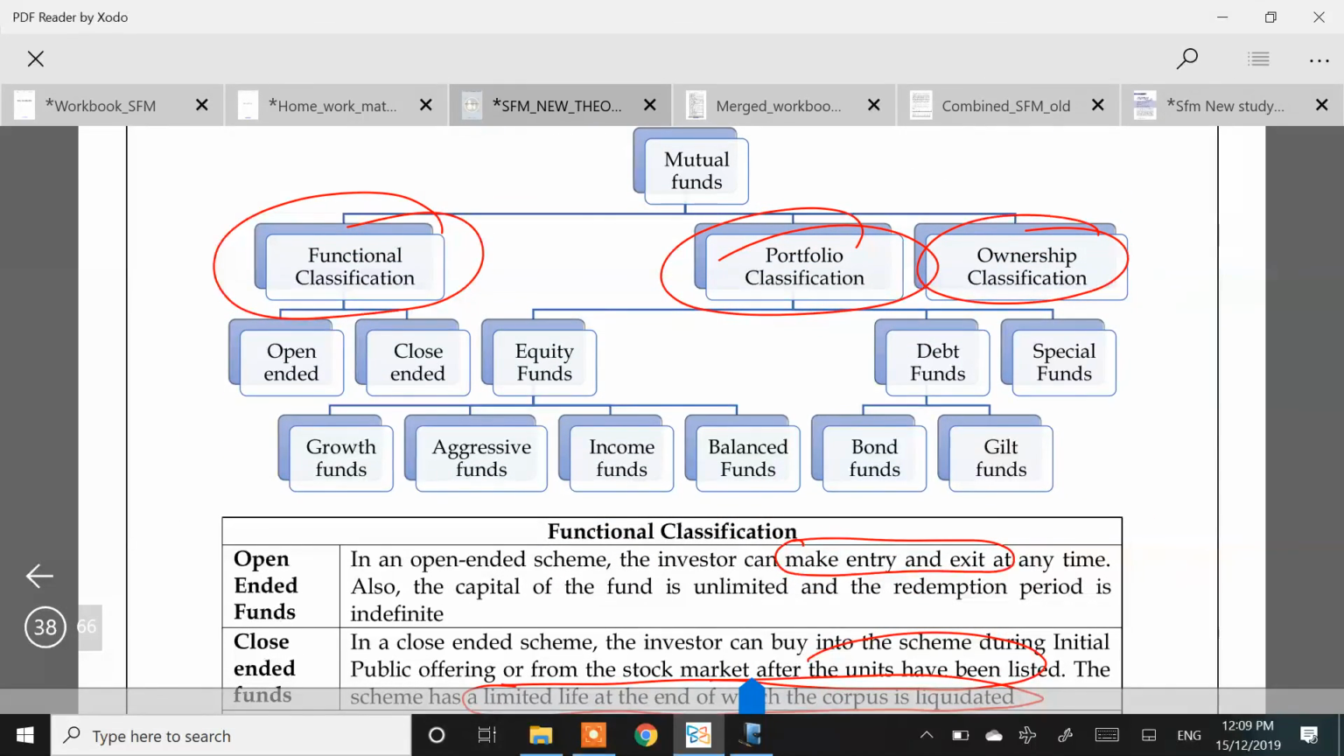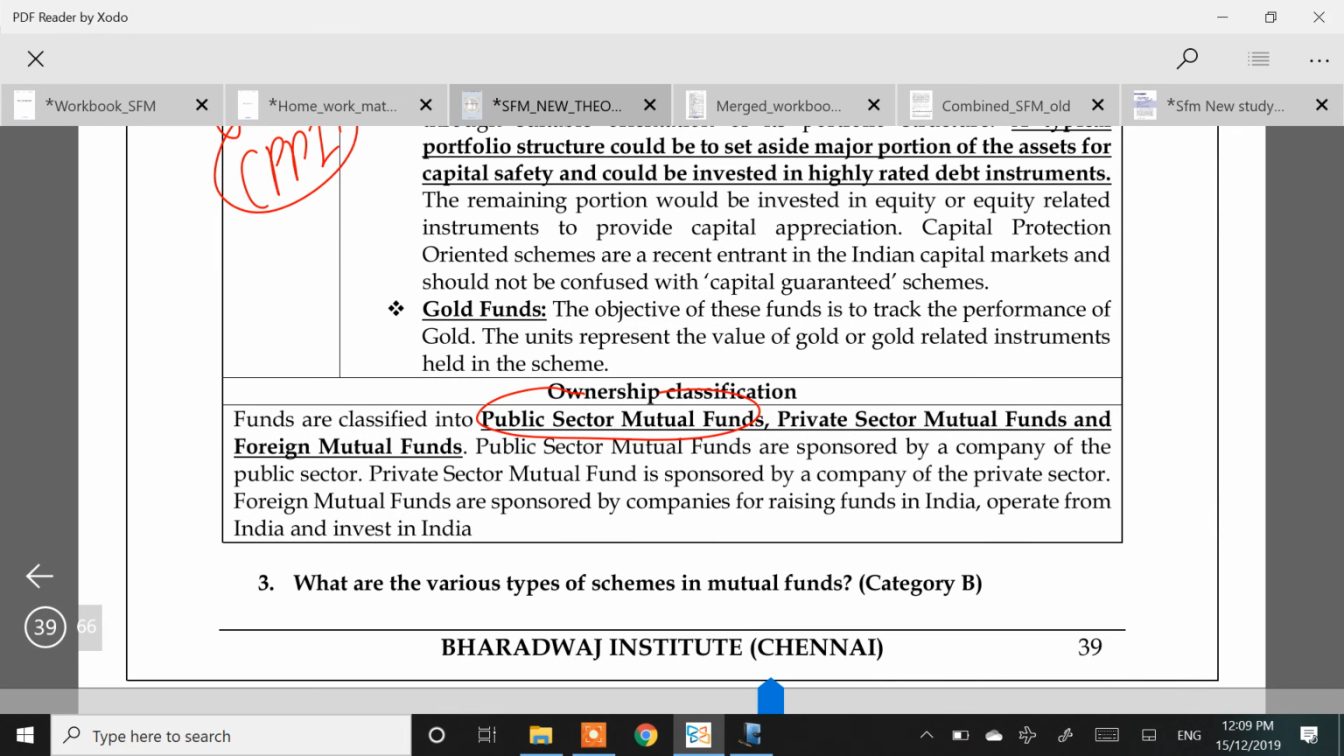There can be functional classification, which is an open-ended fund and a closed-ended fund. Portfolio classification can be equity fund, debt fund, and special fund. In equity, we have growth, aggressive, income, and balanced. On the debt side, we have bond and gilt. In special funds, we had index funds, international funds, offshore funds, sector funds, money market funds, capital protection funds, fund of funds. Now, what are the various types of schemes in mutual funds?